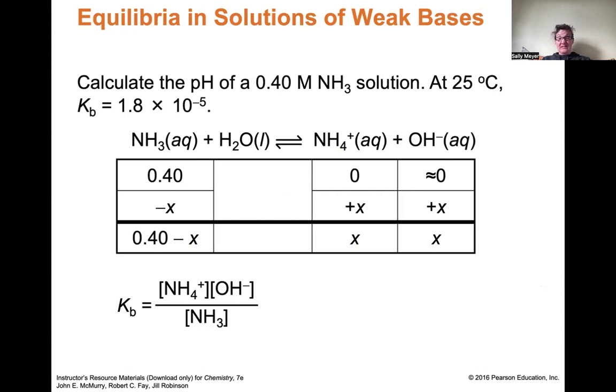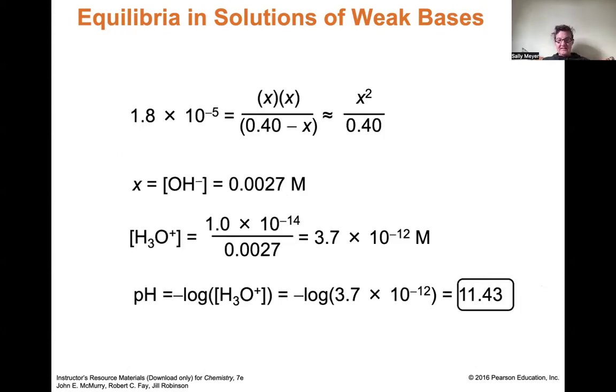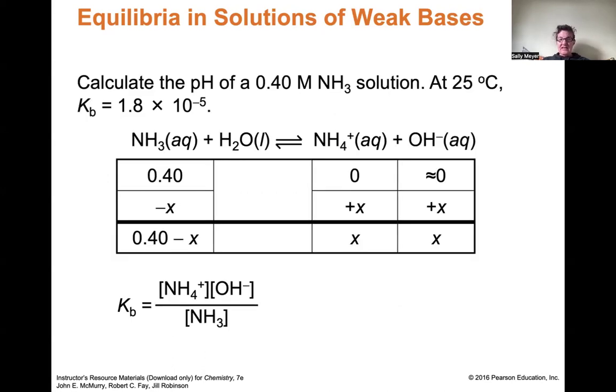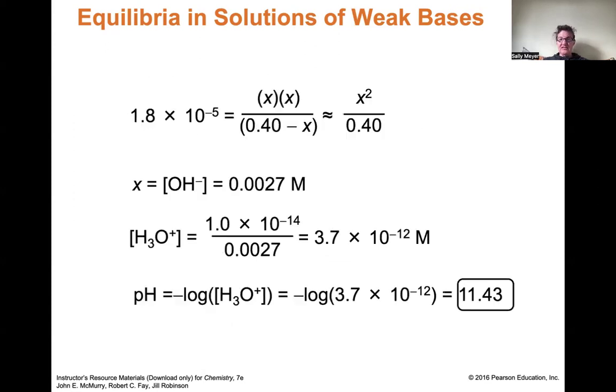So this isn't a new concept. Now we just have a reaction that's not an acid, but it's a base. So you write out that reaction. You look at how the concentration changes from what you put in, and then what it is at equilibrium. You put those values into the Kb expression. You solve for X, but now remember X is going to be equal to the OH minus concentration, not the H3O plus concentration. So if you want the pH, you have to find H3O plus using Kw over OH minus.